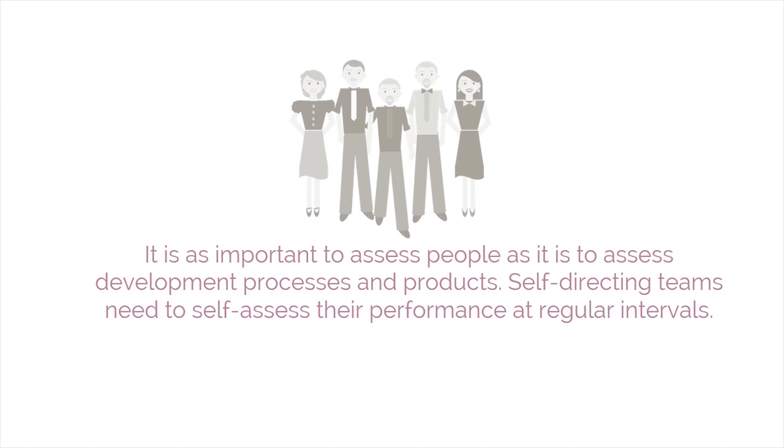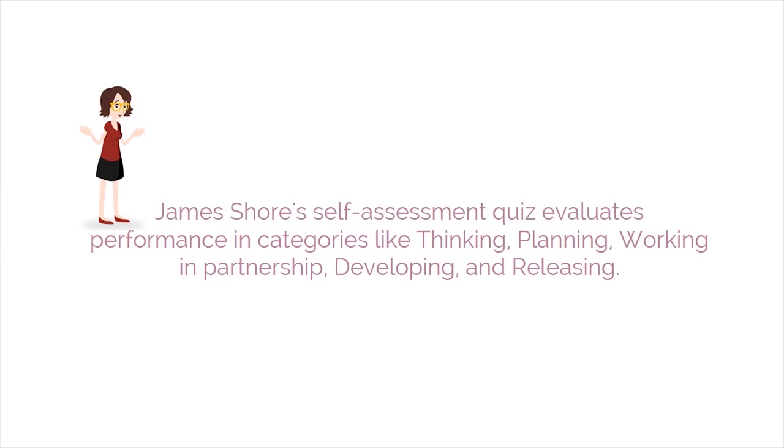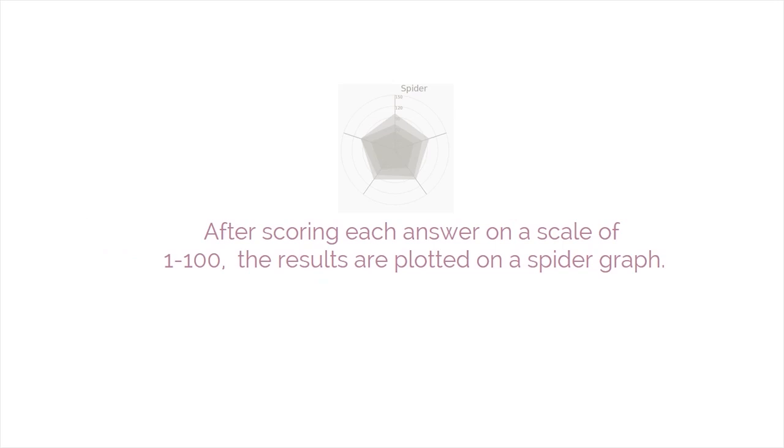And finally, it is just as important to assess people as it is to assess development processes and the products. Self-directing teams need to self-assess their performance at regular intervals. James Shore's self-assessment quiz, which evaluates performance in categories like thinking, planning, working in partnership, developing, and releasing, is a good way to evaluate the team's performance. After scoring each answer on a scale of 1 to 100, the results are plotted on a spider graph. That brings us to the end of this module.